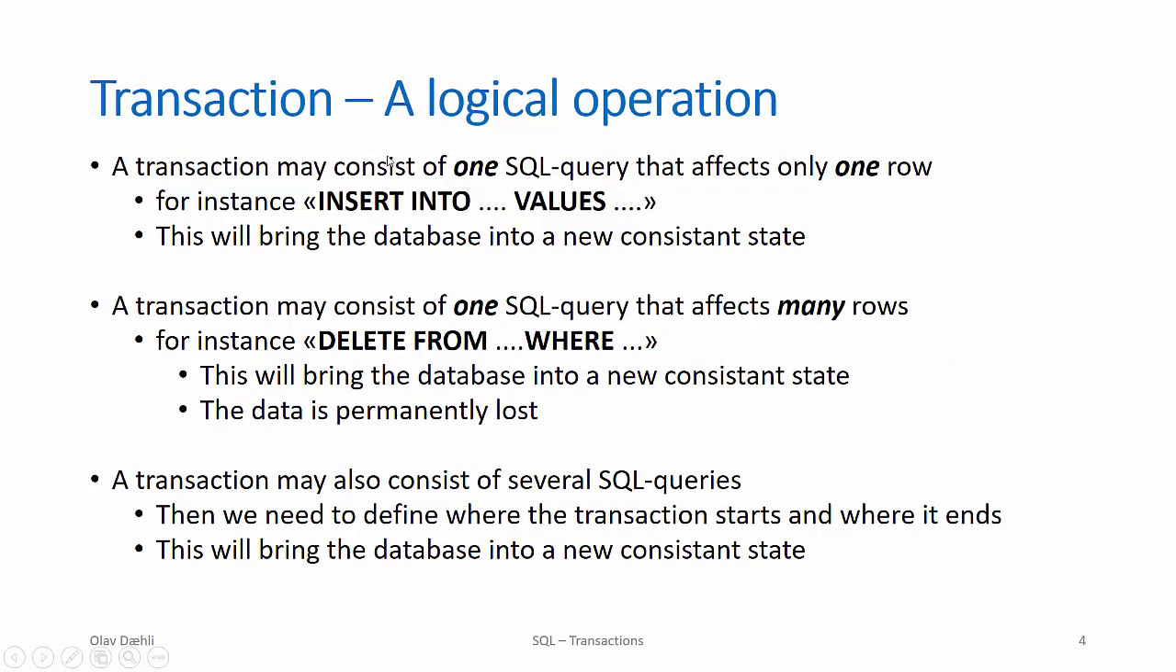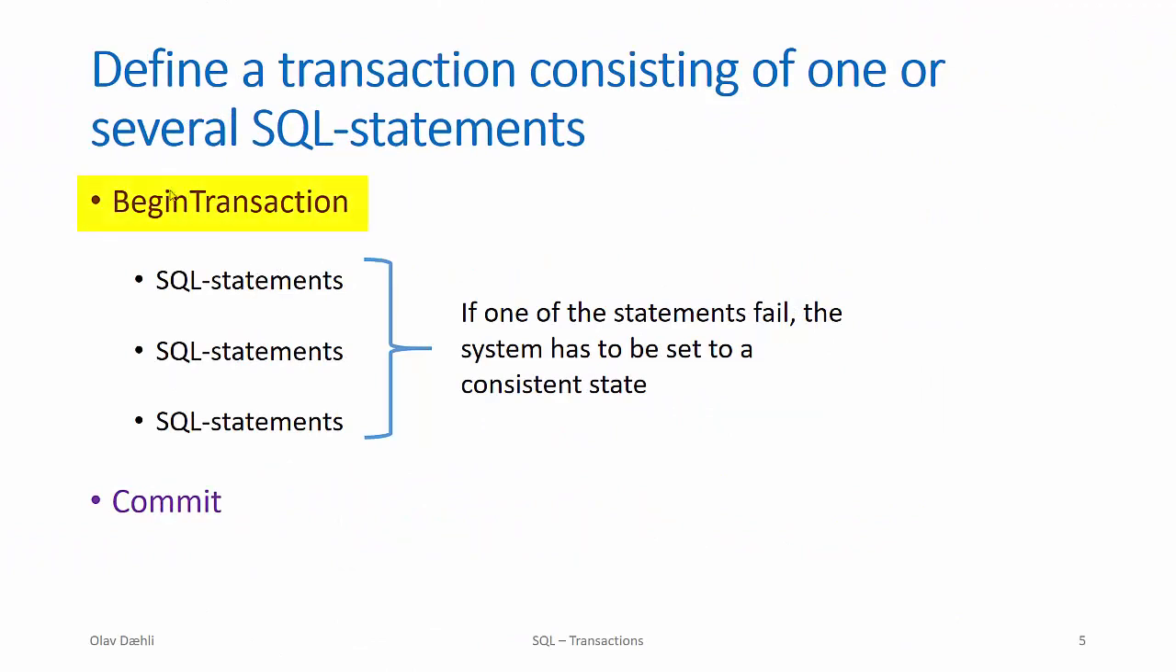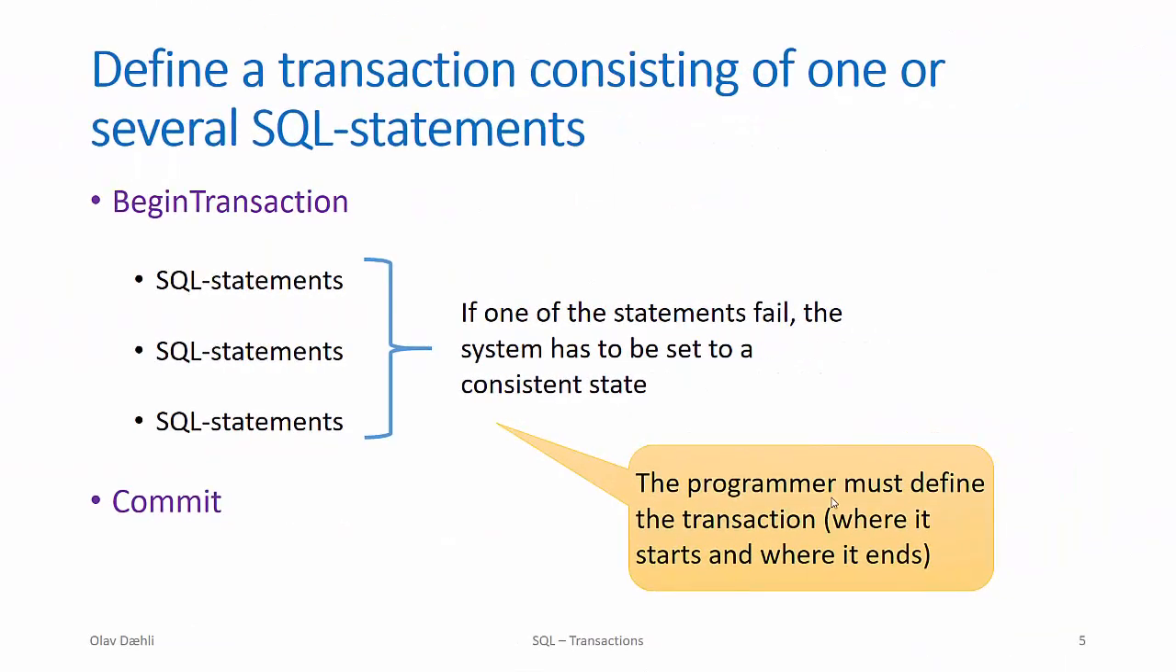We can consider a transaction as a logical operation, and we can have, for instance, one SQL query that affects only one row, but we can also have one SQL query that affects many rows. For instance, if we write a delete from and a table name, we will delete all the rows from that table. The transaction may also consist of several SQL queries, like we saw on the previous slide, where we had two update statements. To define a transaction, we use a begin transaction instruction and a commit instruction, and between those we will insert all the statements that are to be run to fulfill this transaction. If one of these fails, the system will not be in a consistent state, and then we have to bring the system to a consistent state. The programmer must define the transaction by specifying where it starts and where it ends.